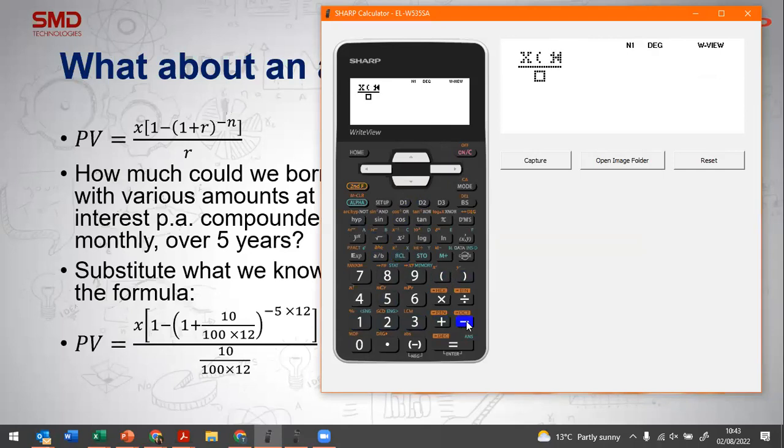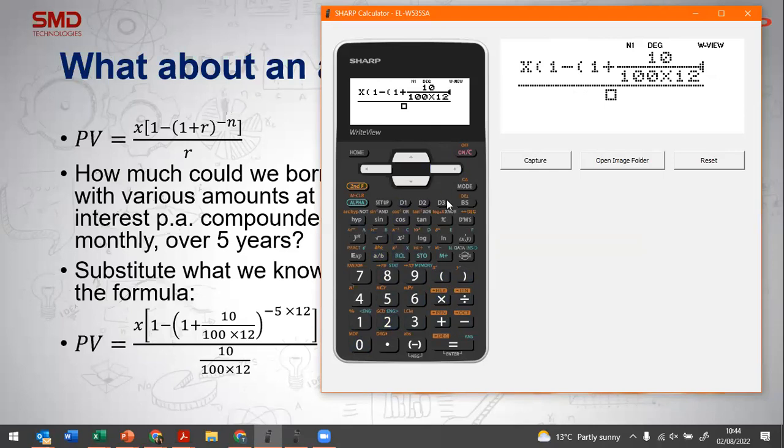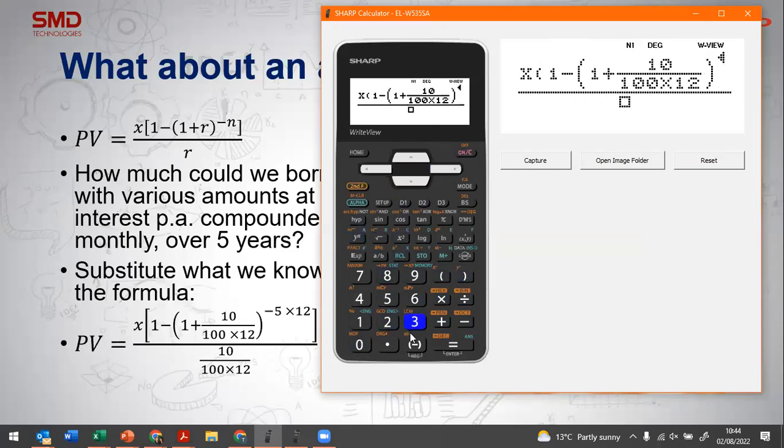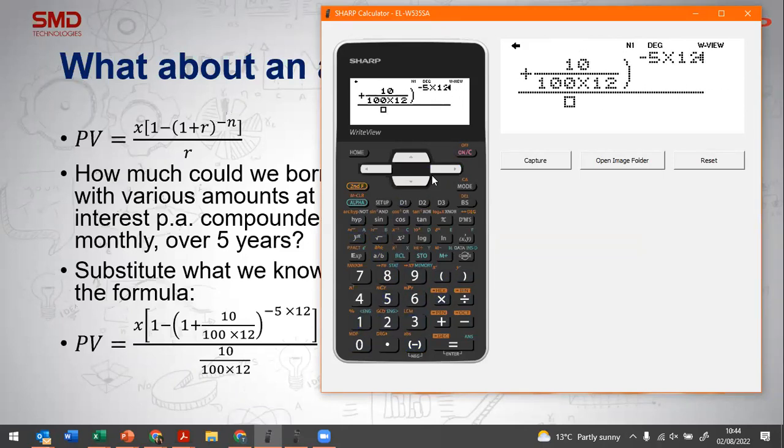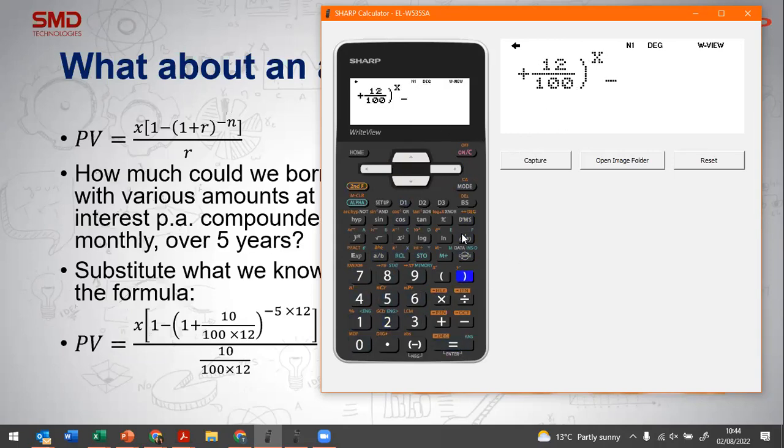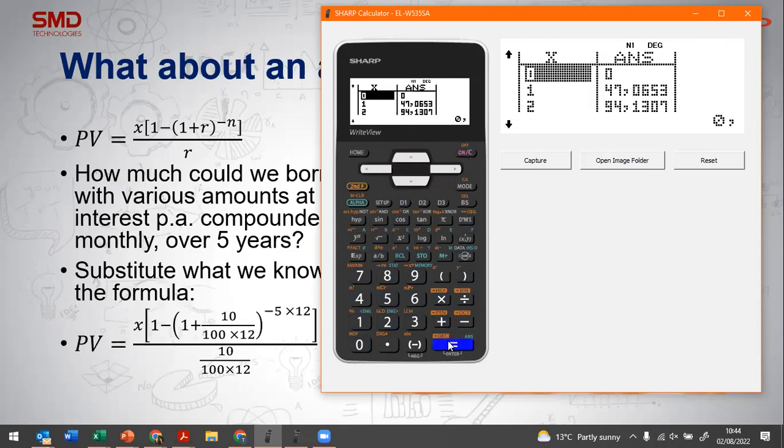The rest I'm going to fill in as 1 minus 1 plus, let's say you're buying a car. So you have a 10% per annum compounded monthly, which is that times 12. And then we're going to borrow it over 5 years and pay it back monthly. And then it's all over the same interest rate, like so. Once you've got your formula, we'll clear function 2 so that we don't cause confusion, and equals. Now, I haven't adjusted my steps yet, but I do want to talk through this first.